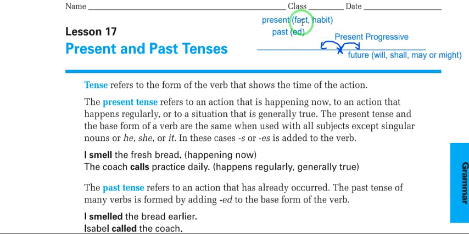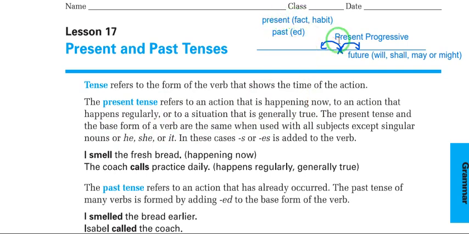As for the fact, let's say somebody is a scientist. However, let me say Einstein is a scientist. This is a fact. This is why I use the present tense. Now, the present tense refers to an action that is happening now, to an action that happens regularly, or to a situation that is generally true.